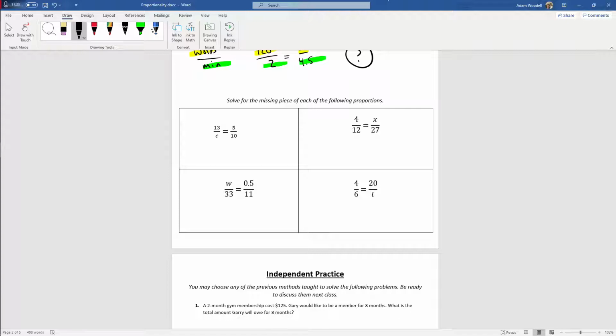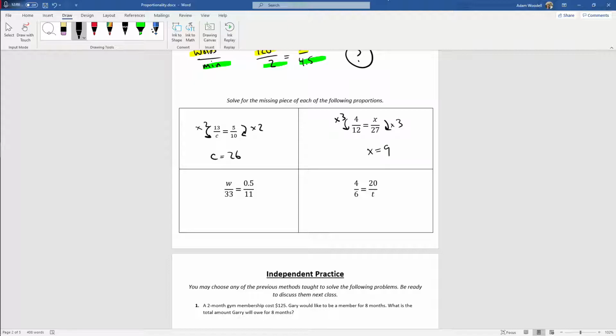If I'm starting here, I don't know how to get from 13 to C, but I do know how to get from 5 to 10. That's just a simple times 2. So if that's just a simple times 2, I need to multiply 13 times 2 to get to what C is. In this case, C is whatever 13 times 2 is, and that's 26. I could do the same thing over here. 4 to 12, that's a pretty easy one. 4 to 12 is times 3, which means I need to do something times 3 to get to 27. And I know that 9 times 3 is 27.